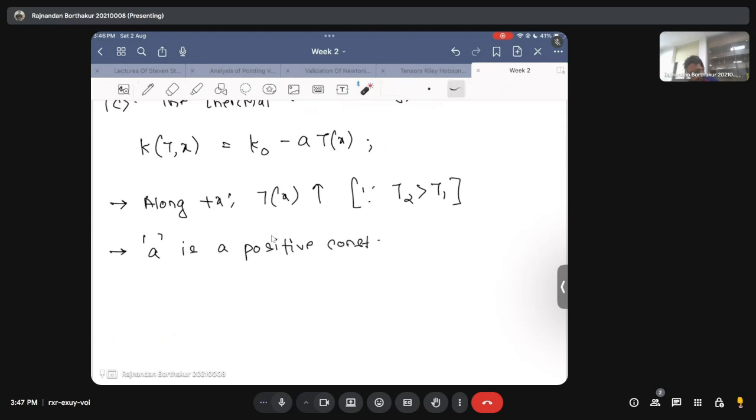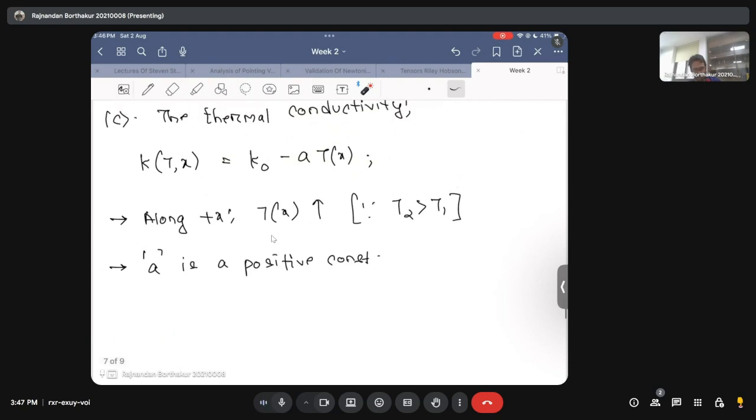Okay, if we move along the positive x direction, I know that my temperature will essentially increase, but there is a negative sign in front of it, and assuming that k naught is a positive constant, this means that when I move along the plus x direction, my temperature would increase with x, but there is a negative sign in front of it. This means that my thermal conductivity should decrease with x. Okay, I repeat the things that I just now stated.